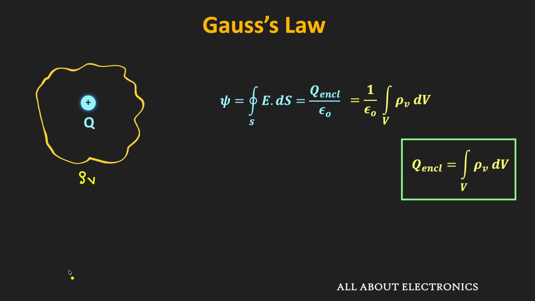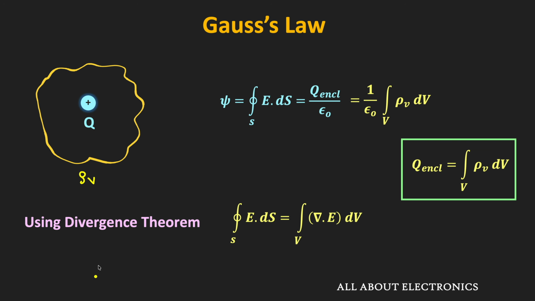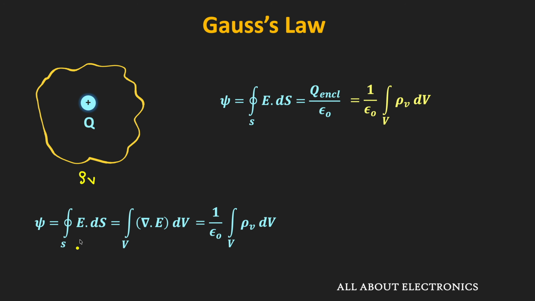Now if you have followed the earlier videos on the channel, then we have already discussed the divergence theorem, right? And as per that, we can say that this integration of E dot ds is equal to the volume integration of del dot E times dv. So from this, we can say that this psi is equal to the surface integration of this E dot ds, and that is equal to the volume integration of del dot E times dv, and that will be equal to this Q enclosed divided by epsilon naught. And as we have seen, this Q divided by epsilon naught can be further written like this.